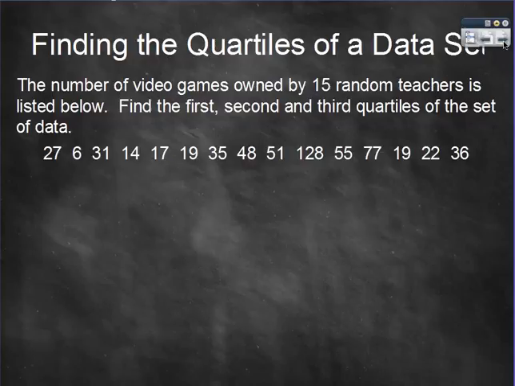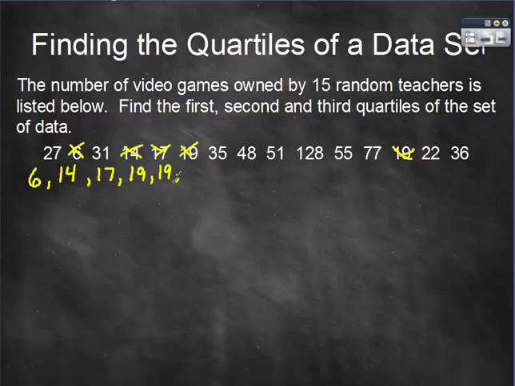Now, basically what we're doing whenever we want to find quartiles is finding different medians. So in order to find the median, I have to put the numbers in order. My first number is going to be 6, so I'm starting with the lowest number. From here, we're going to look at the next ones, which look to be 14, 17, 19. And we actually have 2 19s.